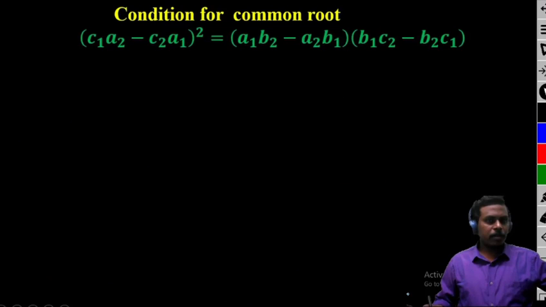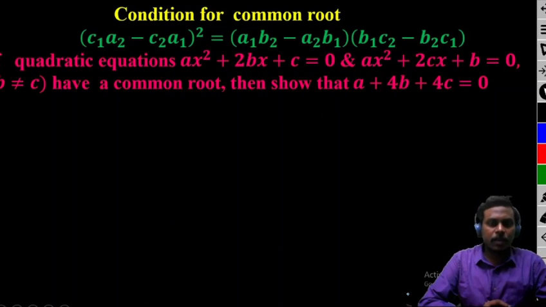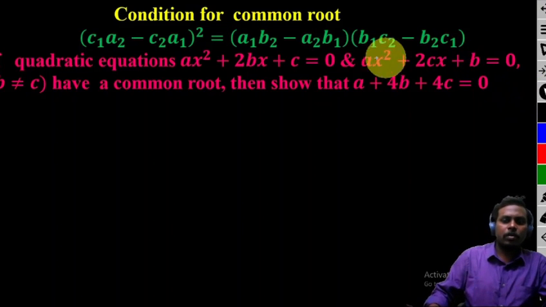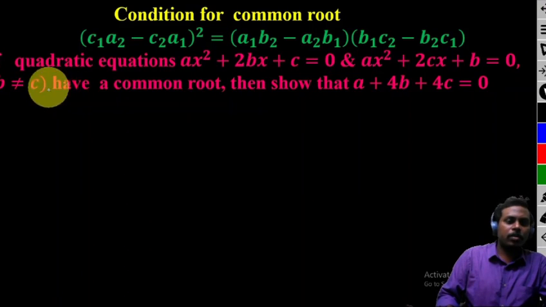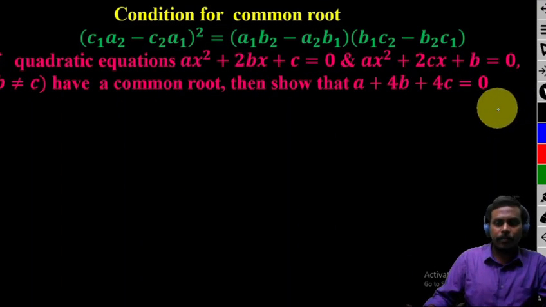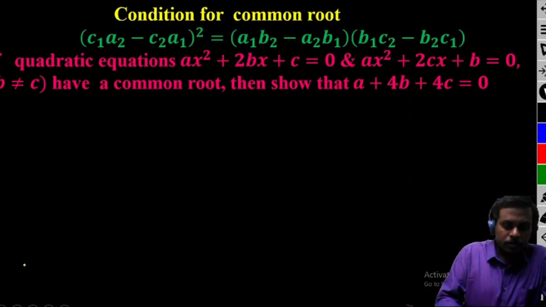Here is the next question. If a quadratic equations ax square plus 2bx plus c is equal to 0 and ax square plus 2cx plus b is equal to 0, where b not equal to c have a common root, then show that a plus 4b plus 4c is equal to 0 actually. It is very similar to that of a problem solved earlier. Anyway, I am going to solve this for you people.